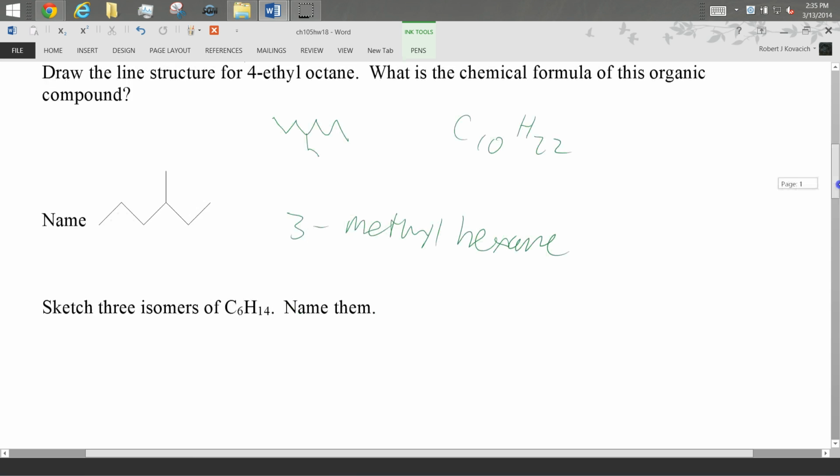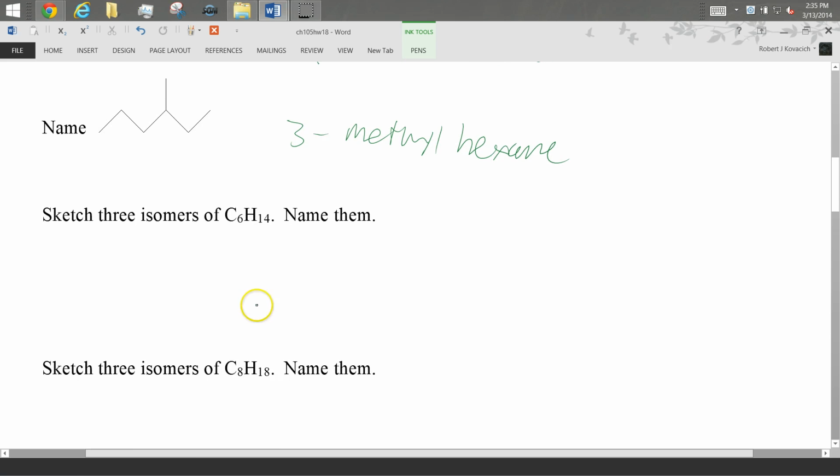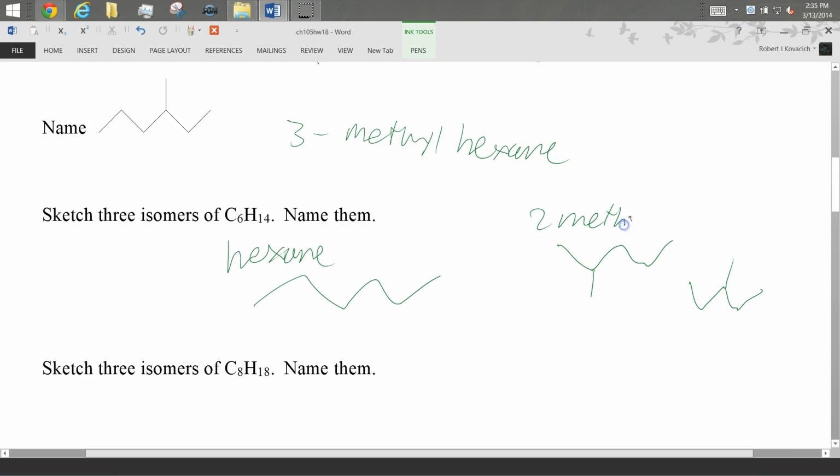Sketch 3 isomers of that and name them all. So 2, 3, 4, 5, 6. So hexane, 2-methyl pentane, 3-methyl pentane. Are you good with that?